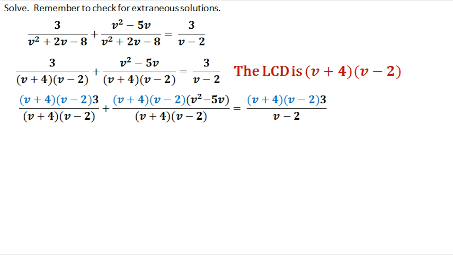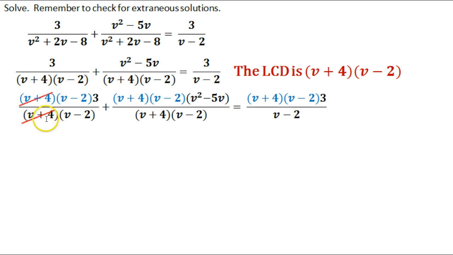Let's start over here. I've got a v + 4 on top and bottom. I cross those off. Those are gone. Next, I have a v - 2 on top and bottom. I cross those off. I'm left with just a 3 there. Over here, I have a v + 4 on top and bottom. Notice I've got parentheses here, meaning this entire quantity. I can't just cross off this v and this v. That doesn't work. I've got to be able to cross off the entire quantity altogether. Then that does work. So I cross those v + 4 on top and bottom off. I also have the v - 2 on top and bottom. I can cross those off. That leaves me with my v squared minus 5v. Finally, over here I have a v - 2 on top and bottom that I can cross off. That leaves me with (v + 4) times 3.